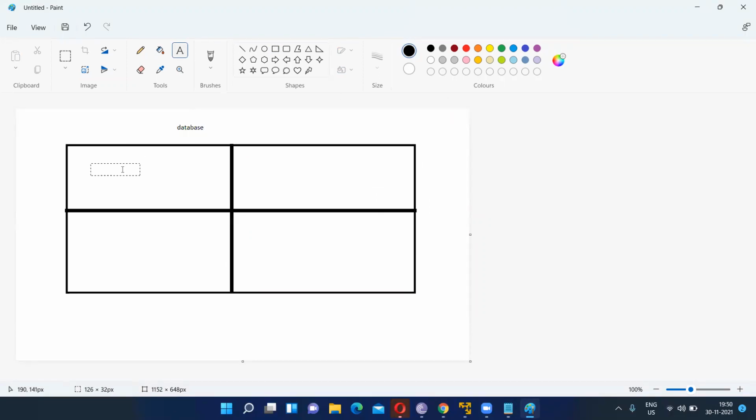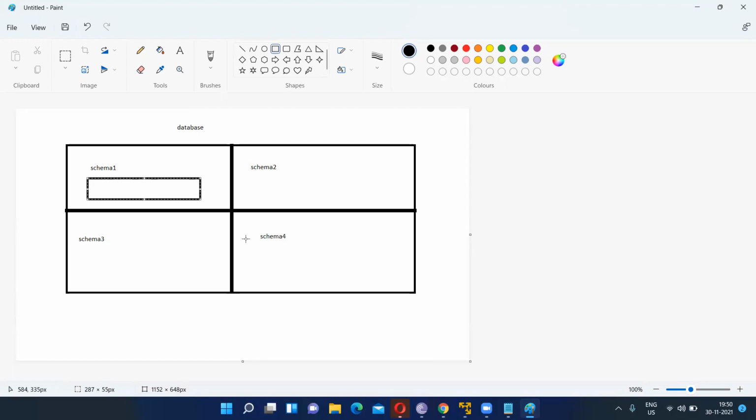This is schema 1, this is schema 2, this is schema 3, this is schema 4, and like that. Under the schemas, there will be tables. And suppose this is a table, under the table there will be rows and columns. This is the overall hierarchy you should know when you are learning SQL.